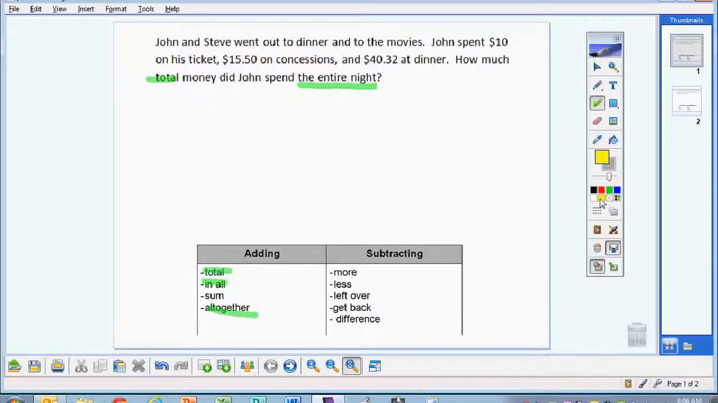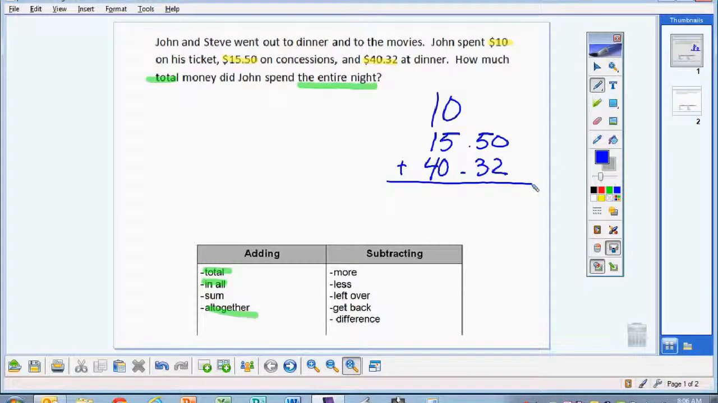So now I can go back to find where John spent money. He spent $10 on his tickets, $15.50 on concessions, and $40.32 at dinner. So I would be adding 10, $15.50, and $40.32. Notice my place values are aligned, and I can go through to find my answer. So he spent $65.82 the entire night.